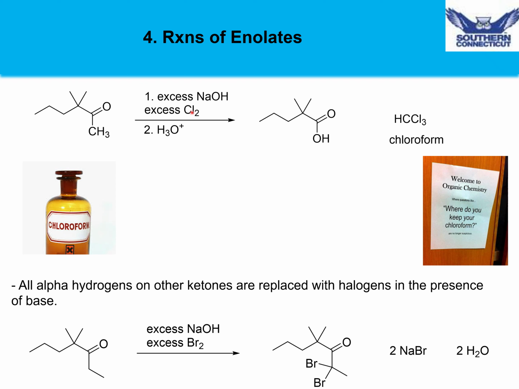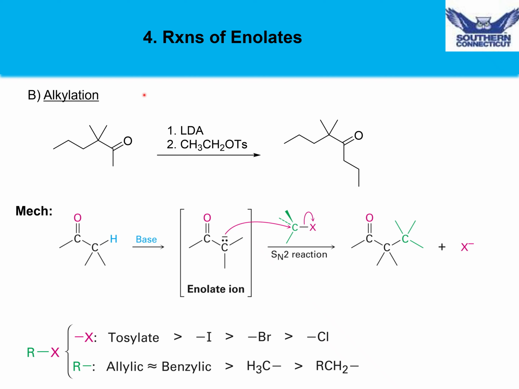An important reaction of enolates is an alkylation reaction. So if we start off with a ketone or any other carbonyl, and we add a base such as LDA, we form an enolate. And then if we add an alkylating agent such as an alkyl tosylate, we would add an alkyl group at the alpha position.